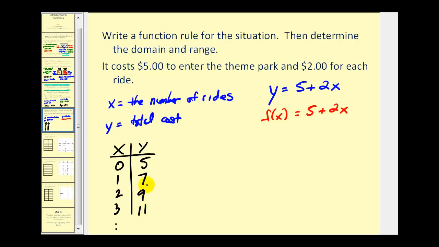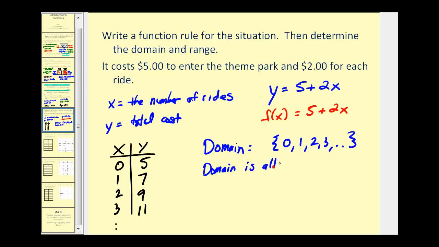So we need to think about how we are going to express the domain and the range based upon these given x values. Notice that x could not be a decimal or fraction because we can't go on a decimal or fraction number of rides. So the domain would be the set of numbers 0, 1, 2, 3, and so on. One way to say this would be to state the domain is all non-negative integers.